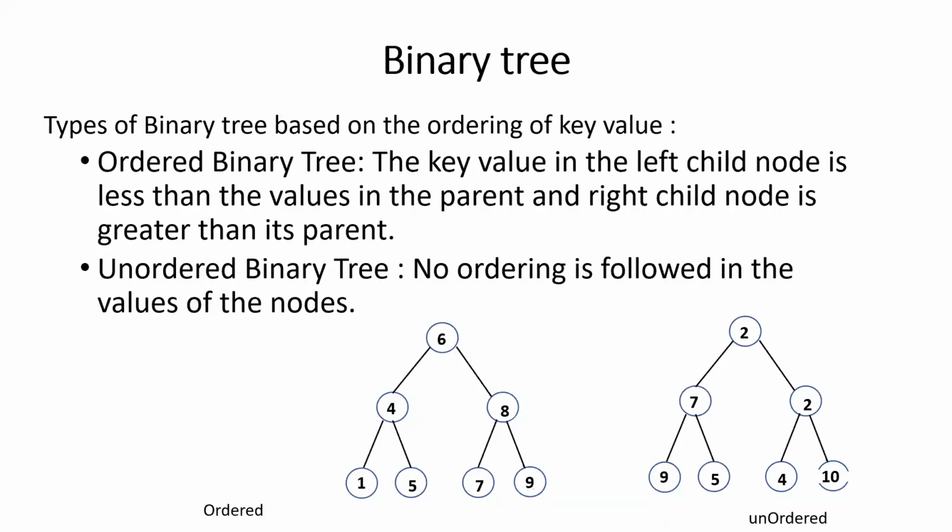third. That means in the root node, the key value should be greater than the key value in the left node, and the value present in the right node should be greater than the value present in the root node. If the values in the binary tree are all ordered in such a manner, then that tree is known as an ordered binary tree. That is the same as our binary search tree.